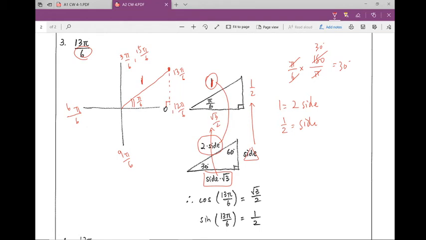That means the coordinates of this dot right here is going to be the x value, square root of 3 over 2, and the y value, 1 over 2. It is in the first quadrant, so they're both positive, and that will mean that the cosine of 13 pi over 6 is positive square root of 3 over 2, and the sine of 13 pi over 6 is 1 over 2.